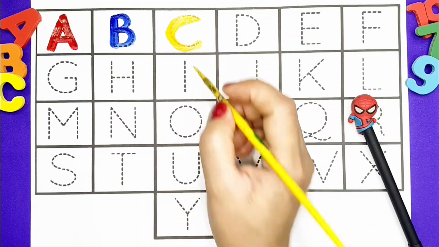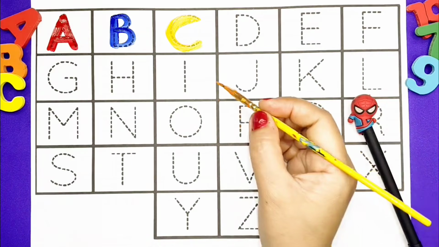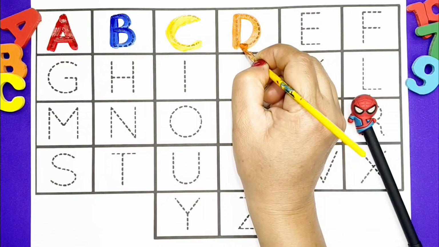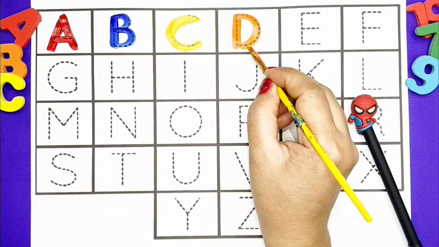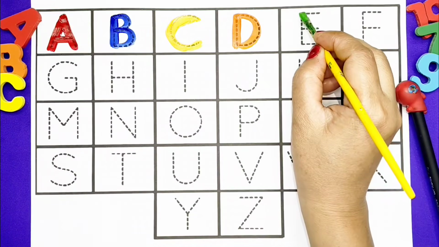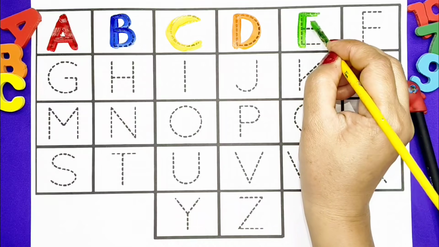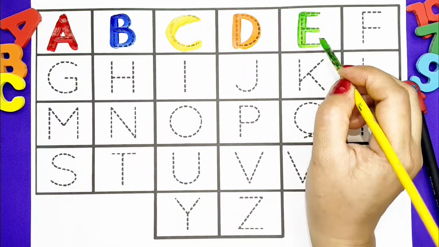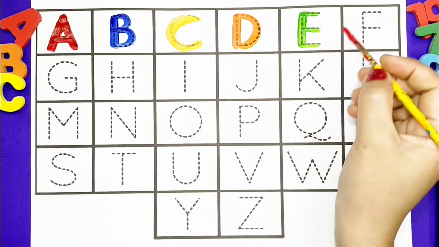C. C for cow. Orange color. D. D for dog. Light green color. E. E for egg. Red color.